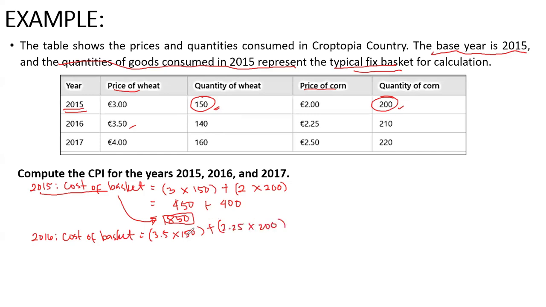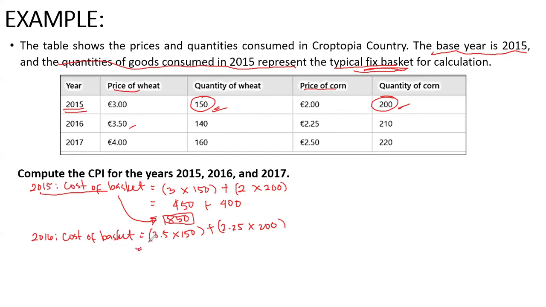So why are we still multiplying the price of wheat with the quantity in 2015? Of course, because on the given, this is our fixed basket. We assume that the quantity in 2015, in terms of wheat and corn, is our fixed basket. So that is why we have to multiply the price of the goods for each year by the fixed quantity set by the fixed basket.